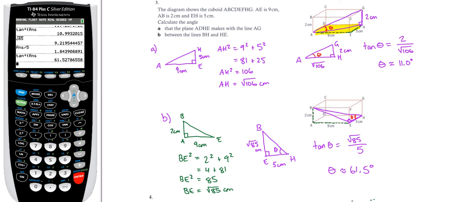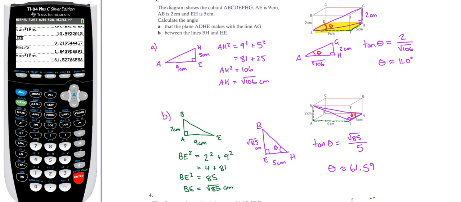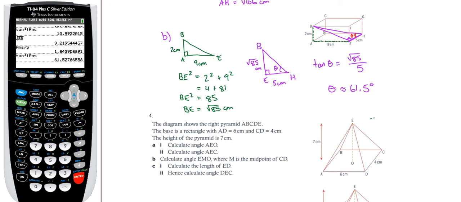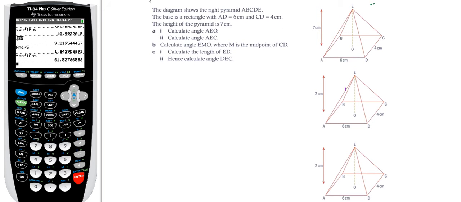So let's try one more. We did a rectangular prism here. We'll do another shape with flat faces, so this time we'll work with a pyramid. So here's our pyramid of interest, and we know a couple things about this pyramid. The base is rectangular, so the dimensions of the base are 6 centimeters by 4 centimeters, and our height of the pyramid is 7. So the first order of business is to calculate angle AEO.